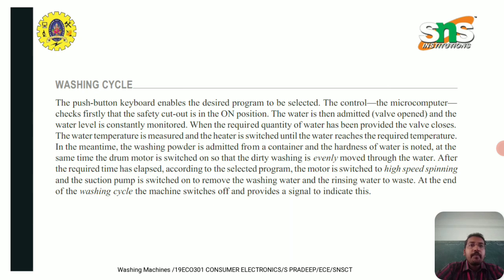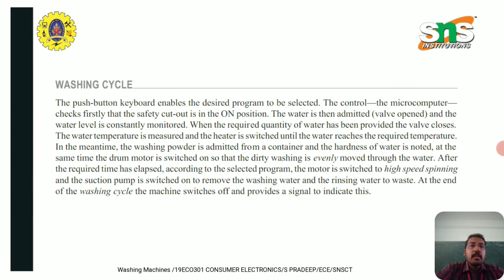Washing cycle. The push button keyboard enables the desired program to be selected. The microcomputer checks firstly that the safety cutout is in position. The water is then admitted and the water level is constantly monitored. When the required quantity of water has been provided, the valve closes. The water temperature is measured and the heater is switched on until the water reaches the required temperature.